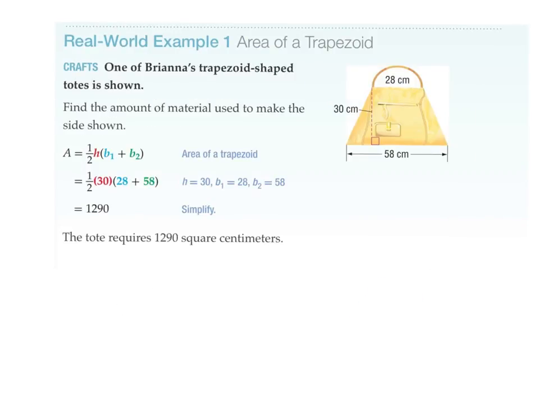And here's example number one. You're given base 1, you're given base 2, you are given the perpendicular height. Don't forget it must be perpendicular. You've given the formula, plug it in, number crunch, and make sure if it's a decimal that you round it to the degree of accuracy that the question asked for.